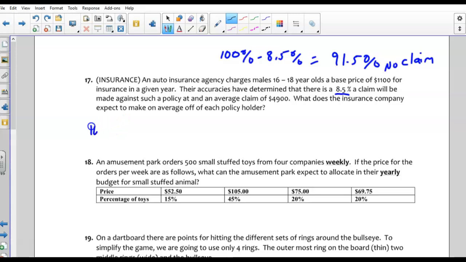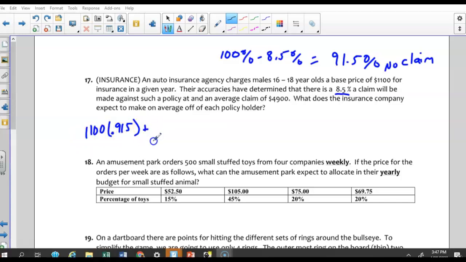Base price is $1,100. You're going to pay this, right? $1,100. Well, there is a 91.5% chance that the insurance company will earn just the base price. That's all they'll get, right? This is all the insurance company will get, because there's a 91.5% chance you won't get an accident. You just have to pay this for insurance, right?